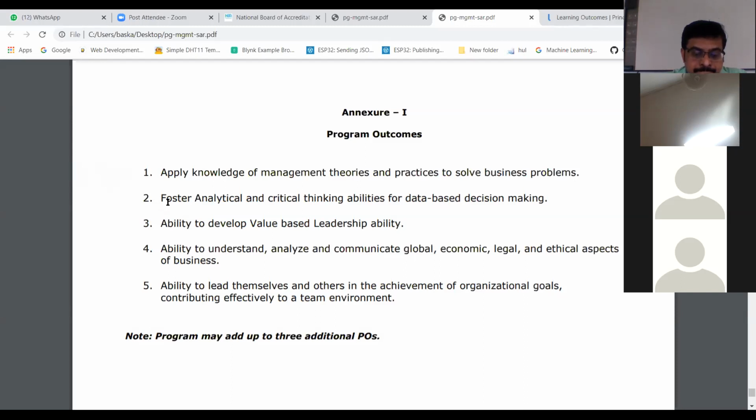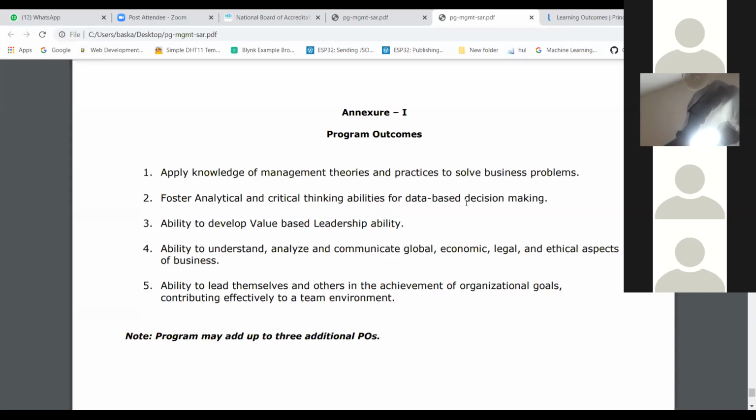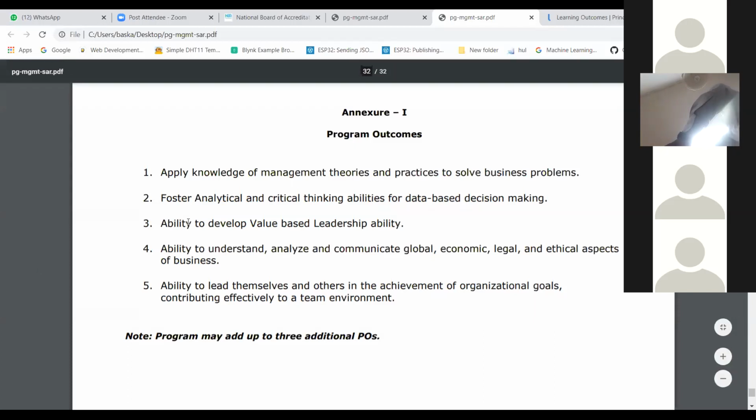Then the second program outcome, foster analytical and critical thinking abilities for data-based decision making. It is actually analytical and critical thinking abilities for making data-based decisions. Therefore, based on the data collected, you need to take decisions. Normally, decision making should be with some judgment, if you are taking a decision to get some benefits, some rewards, to maximize or minimize a certain objective. Therefore, the second one may be mapped to K5 level, critical judgment.